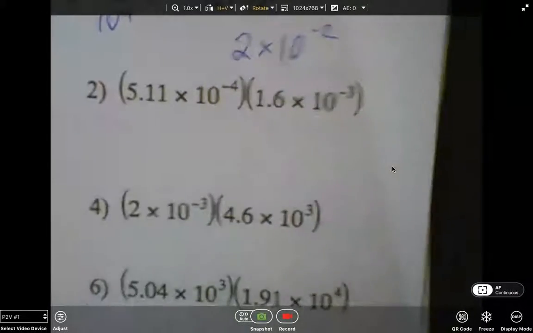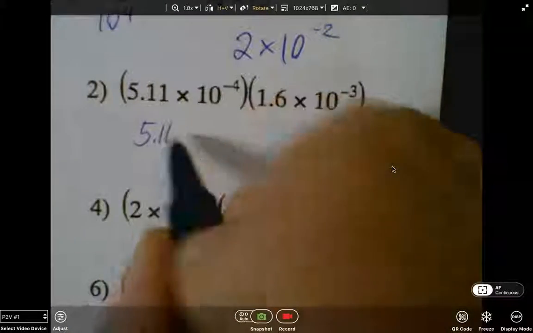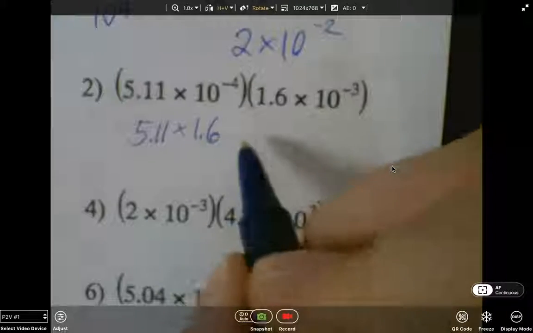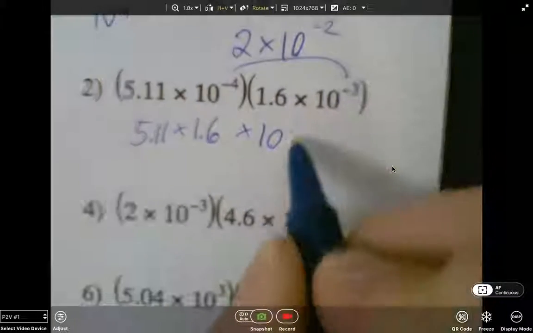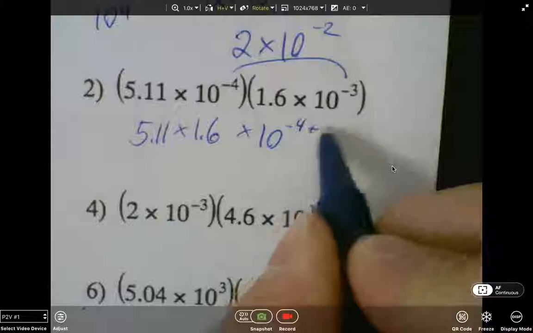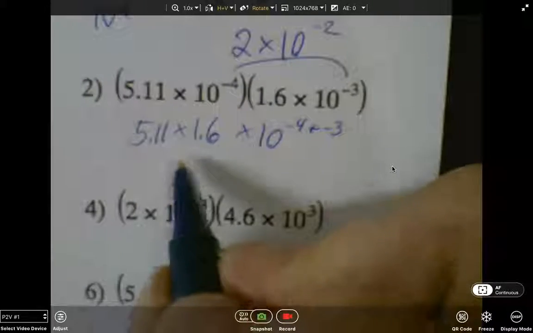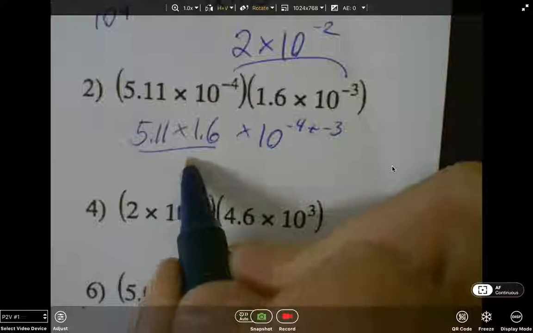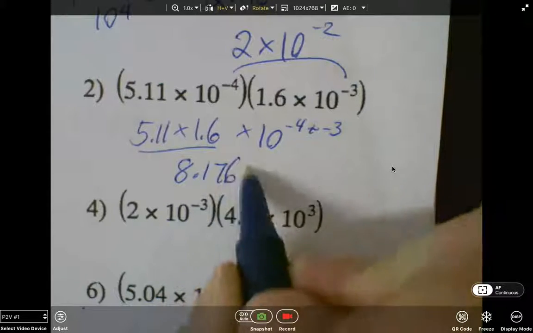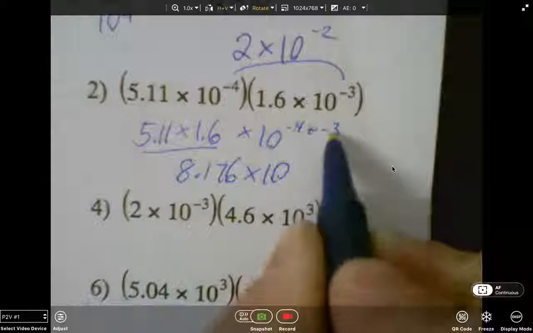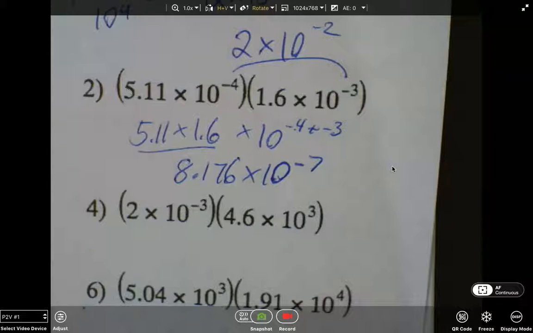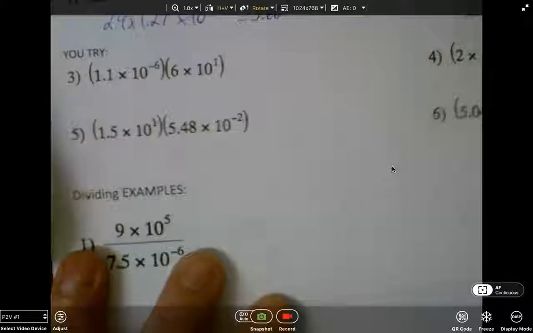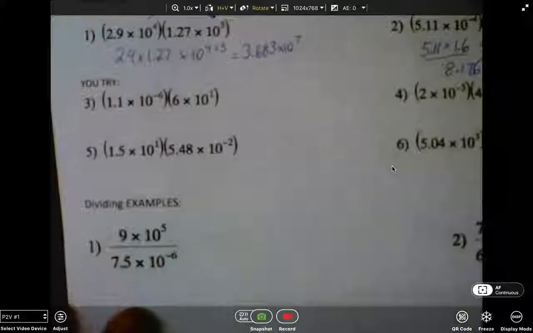Second example, following the same process, I'll write it all out here. 5.11 times 1.6 times my powers of 10. We're going to add these two exponents, negative 4 plus negative 3. So when I do this part in my calculator, it gives me 8.176 times 10 to the negative 4 plus negative 3, which is negative 7. So I'll pause the video here and give you a chance to try the 4 examples below, numbers 3, 4, 5, and 6.